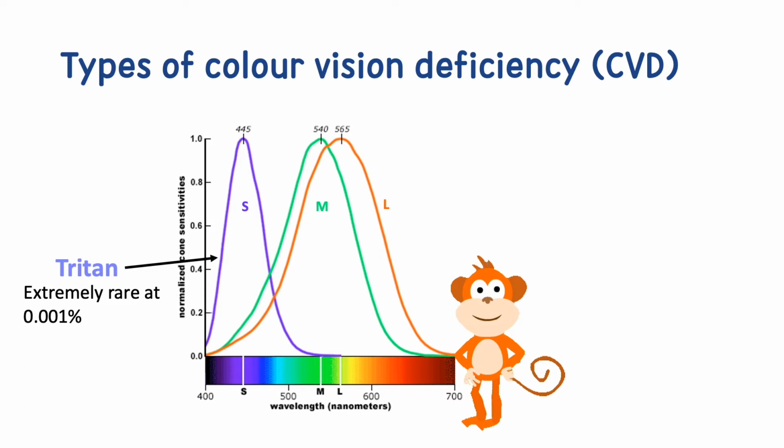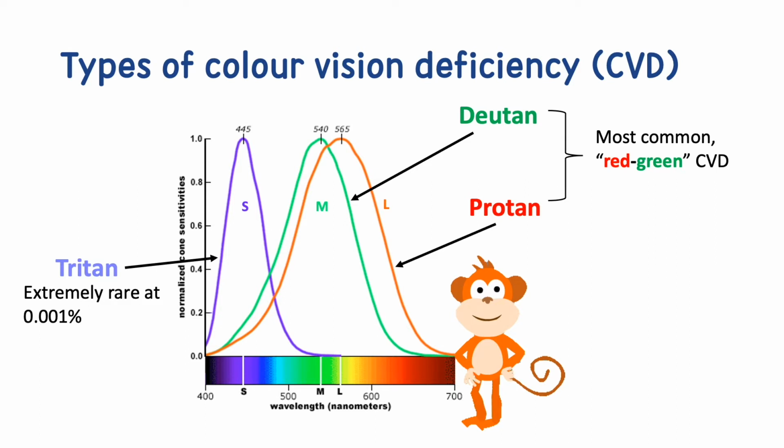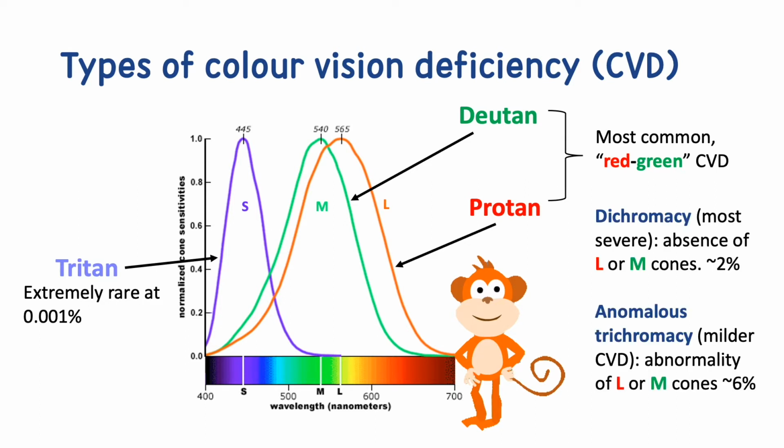What we more commonly see is a deficiency in the M cone, which we call deutan, or a deficiency in the L cone, which we call protan. And you might hear this more commonly named as red-green CVD. Other fancy terms we use in this world are dichromacy, which is the most severe form of CVD where there is an absence of the L or M cone, and this is much rarer at approximately 2%. We also have anomalous trichromacy, which is an abnormality of the L or M cone, which is a milder form of CVD, but also more common at approximately 6%.